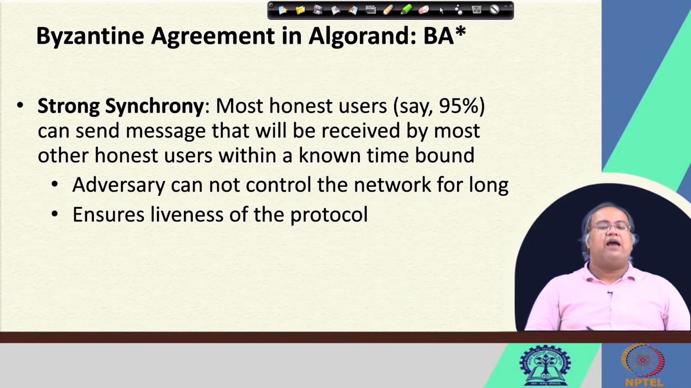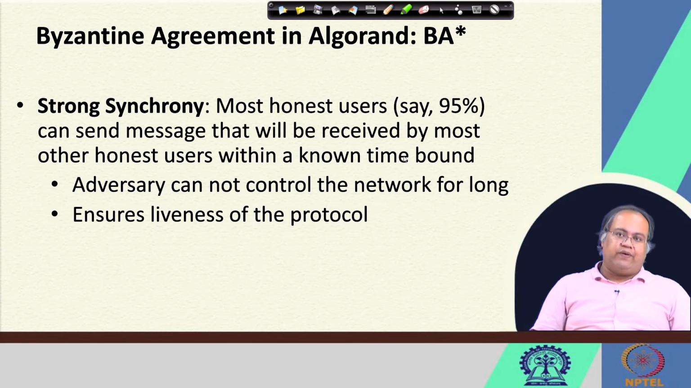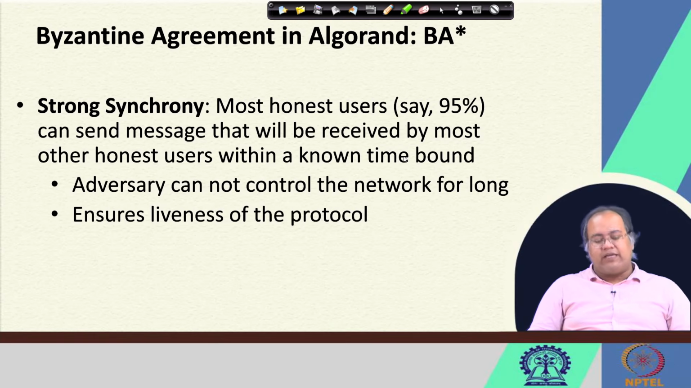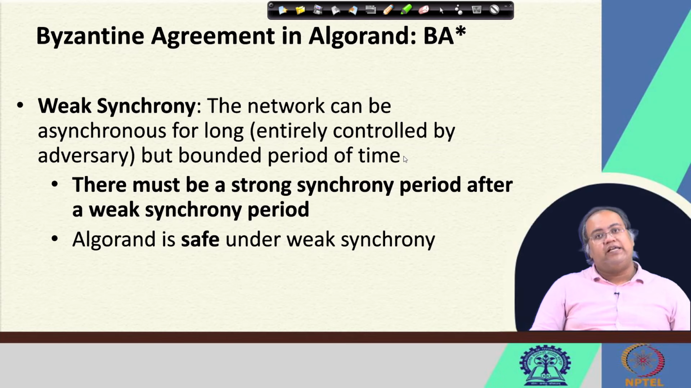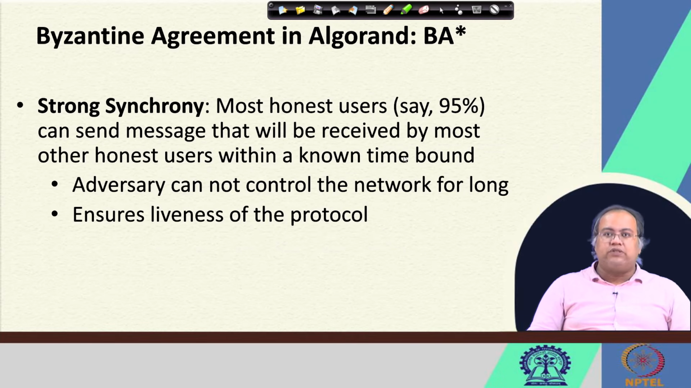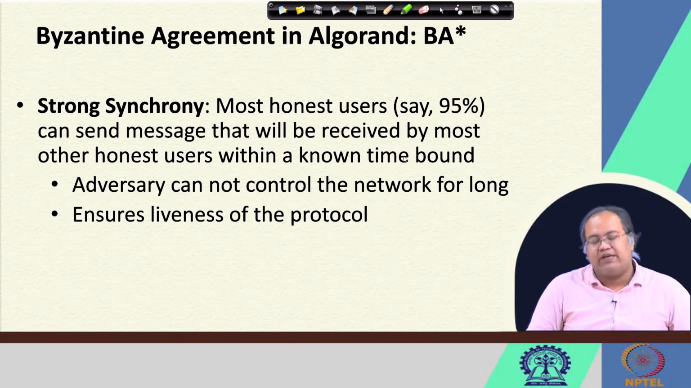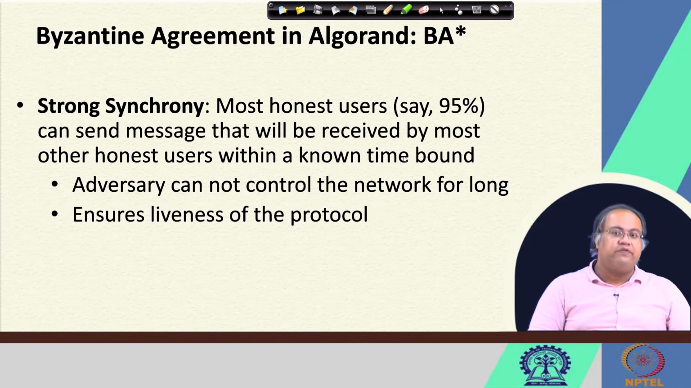Before going to that, Algorand makes two different assumptions. One is called strong synchrony, and the second is called weak synchrony. So, what is strong synchrony? Strong synchrony says that most honest users, say 95% of the users are honest, can send messages that will be received by most other honest users within a known time bound. So, it makes an assumption on the time bound that every message sent by an honest user is received within that bound.